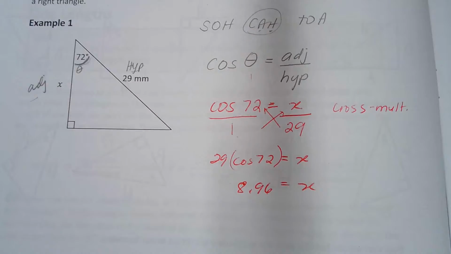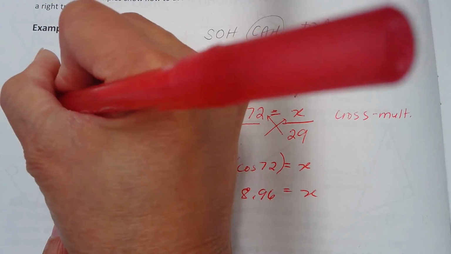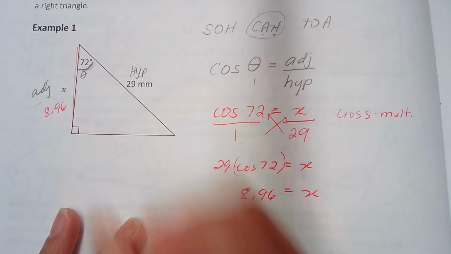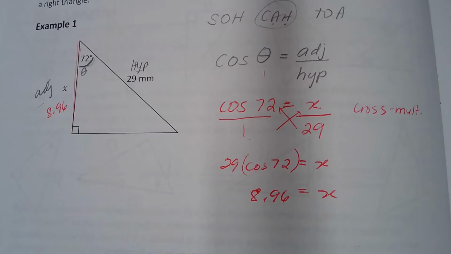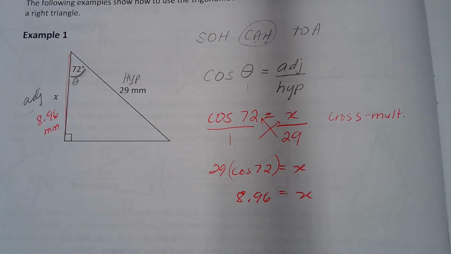So we're saying that this side x is 8.96. What unit would that be? Millimeters.